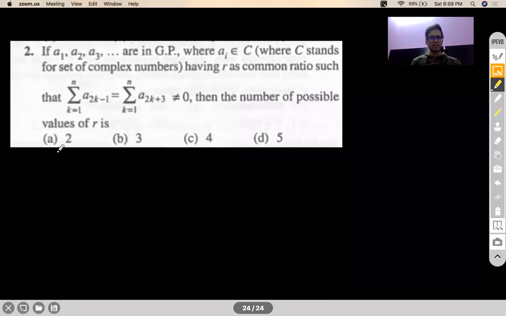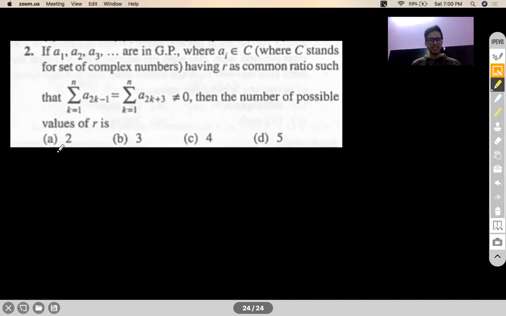A1, A2, A3, etc. are in GP, where Ai belongs to C, C being the set of complex numbers, having r as the common ratio such that the sum of A subscript 2k minus 1 is the same as the sum of A subscript 2k plus 3, which is not equal to 0, then the number of possible values of r is.